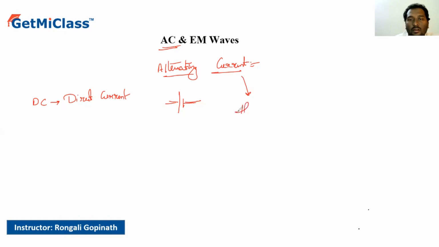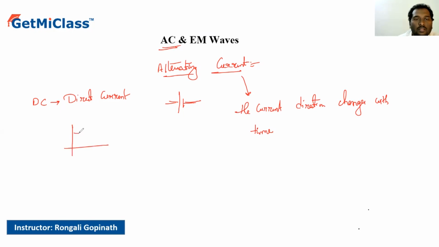Whereas alternating current is opposite to direct current. What it means is the current, or the direction of the current, changes with time. Then it is called an alternating current.